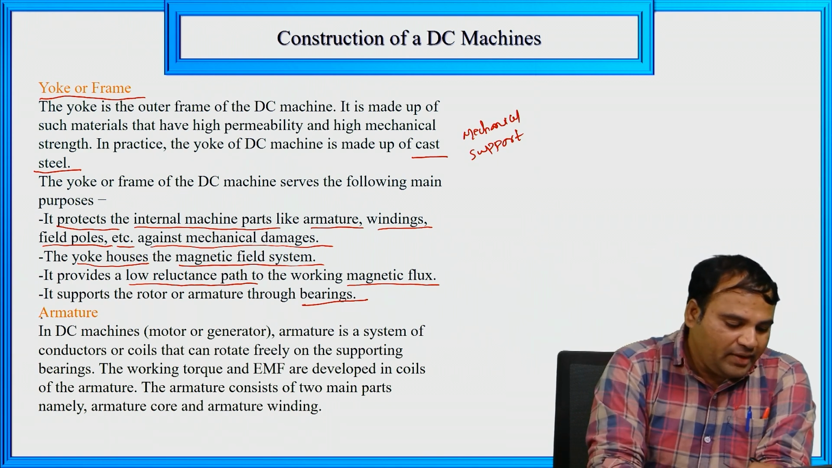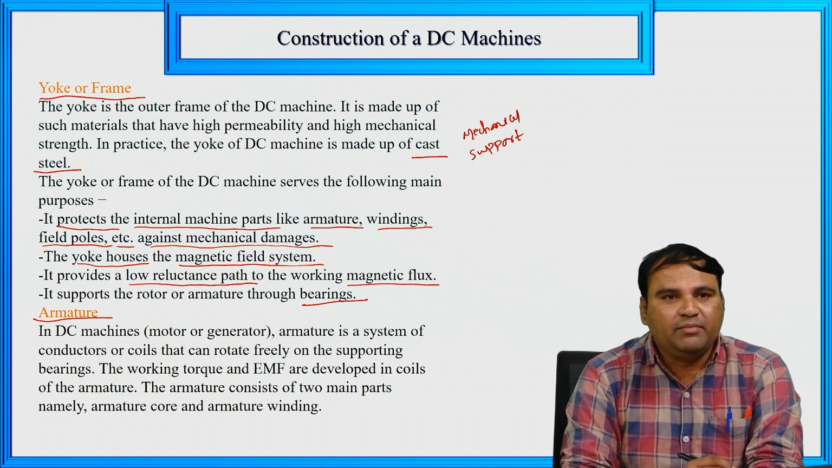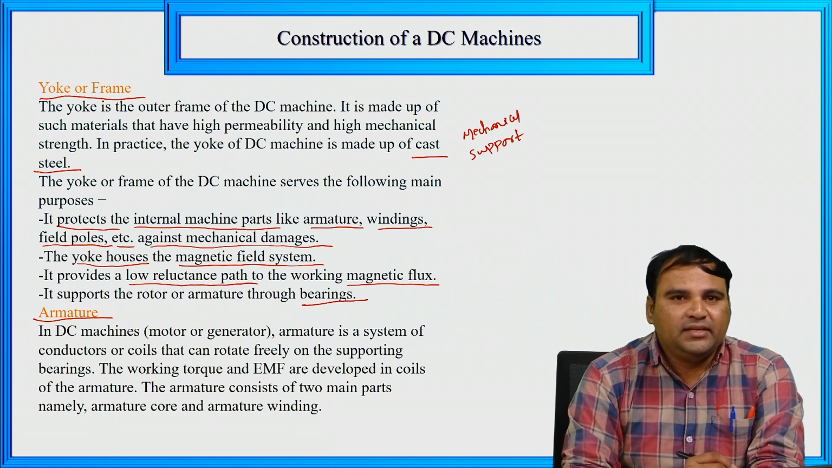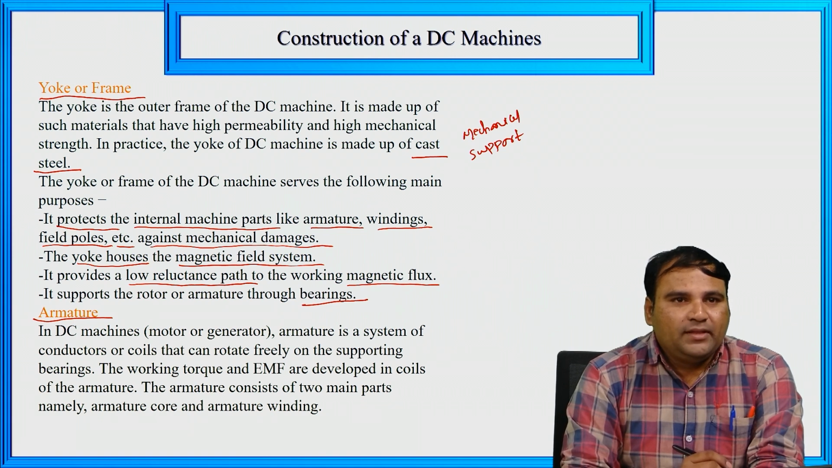The next part is the armature. In a DC machine, whether it is a motor or a generator, the armature is a system of conductors or coils that can rotate freely. So the armature is the rotating part of the DC machine. With the supporting bearings, the working torque and EMF are developed in the coils of the armature.